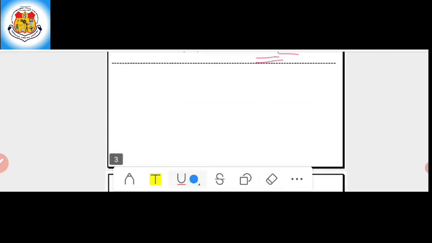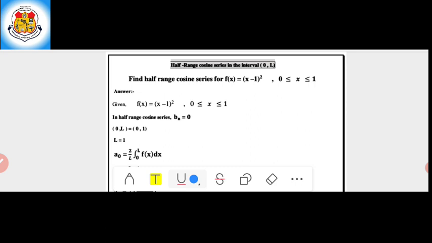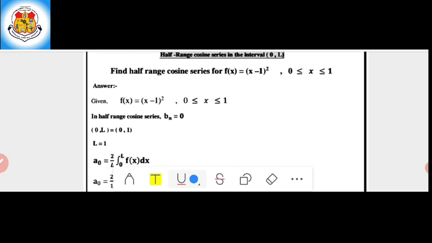Now the next example. Find the half range cosine series for f of x is equal to (x minus 1) whole square. The interval is 0 to 1.